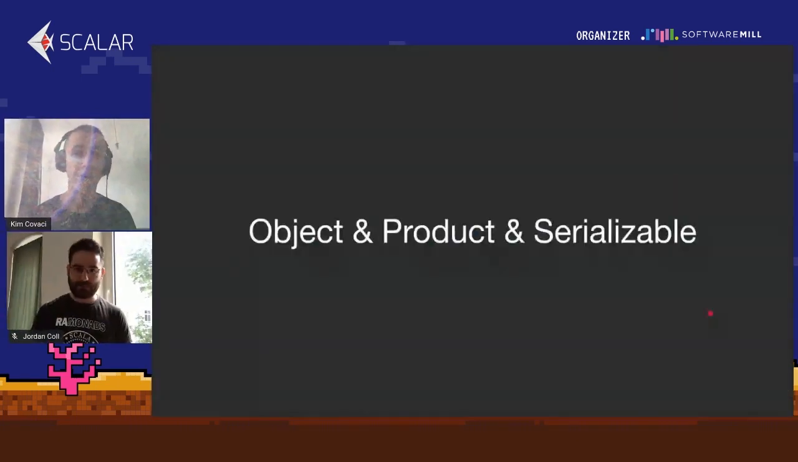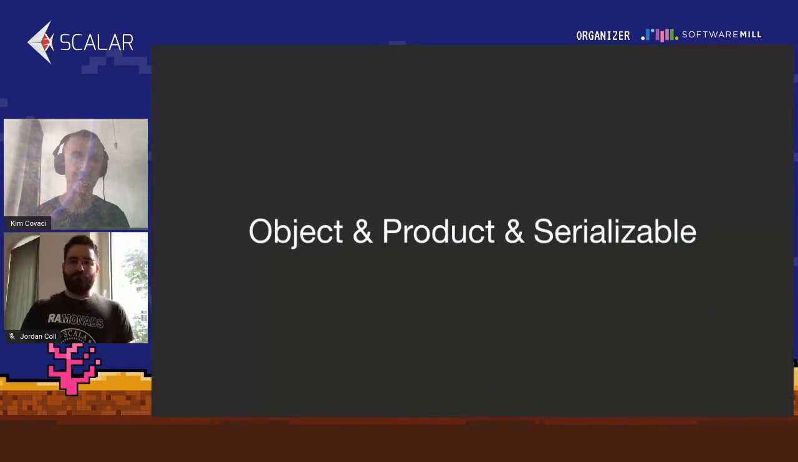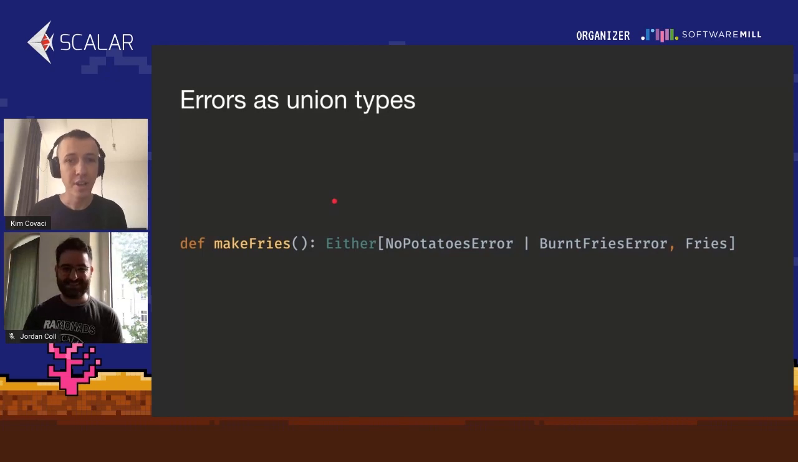So I'm Kim, and today I'm going to talk about Object with Product with Serializable. Just kidding, but you will see this type signature again in the slides. What I really want to talk about is how we can use union types to represent errors. The idea is simple. We can use union types on the left side of Either to represent all errors that this Either can fail with.